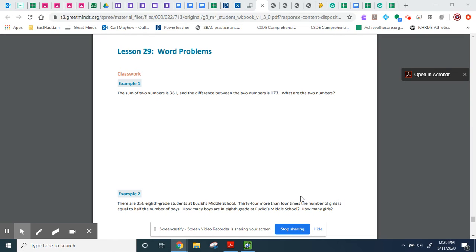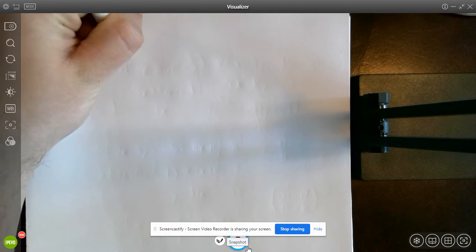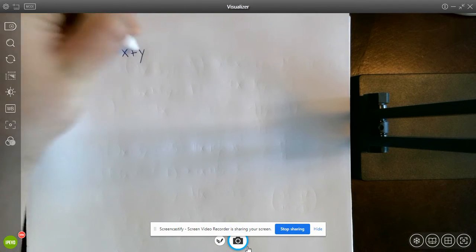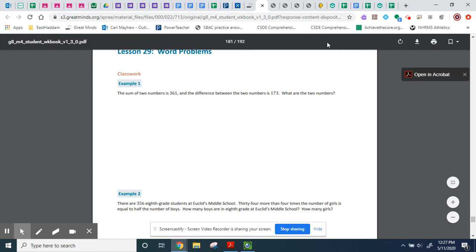So our first one here, the sum of two numbers is 361. We want to be able to write an equation that says that. So the sum of two numbers means that we're adding two numbers. I'm going to use two different variables for that, and what we've been doing in the past is x and y, so I'll keep it as x and y. And so the sum of those two numbers is 361, and the word is means equals.